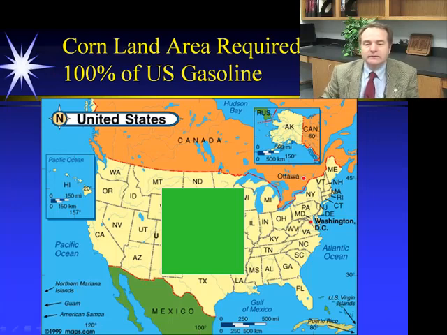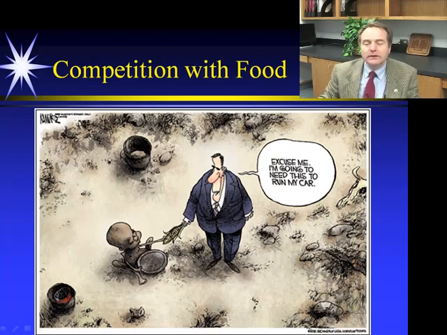What I'm showing here is the total amount of land that would be required if we wanted to grow all of our gasoline needs. That green square is the amount of land that would have to be planted in corn to grow all of our liquid fuel needs for gasoline. Plus we have this horrible problem where the corn is competing with food. So although this is a cartoon and meant to be funny, actually I find it to be quite sad.